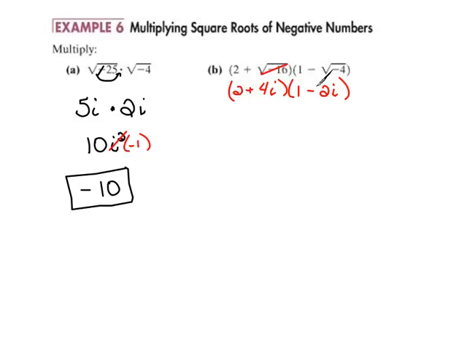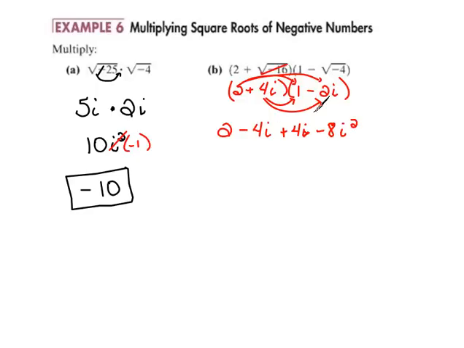Now we distribute. So we're going to distribute the 2. So 2 times 1 would be 2. 2 times negative 2i would be minus 4i. And then we'd have to distribute our 4i also. 4i times 1 would be positive 4i. And then positive 4i times negative 2i would be negative 8i squared.